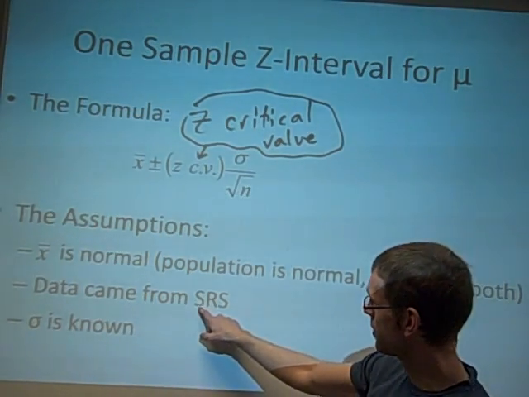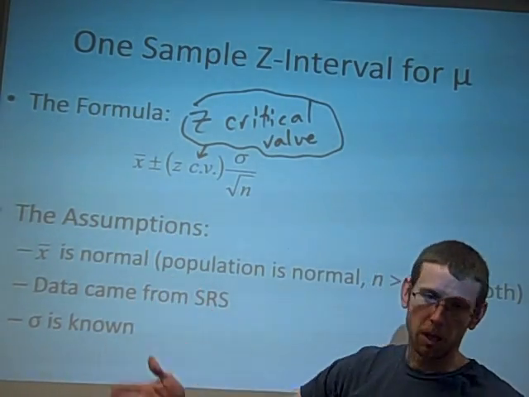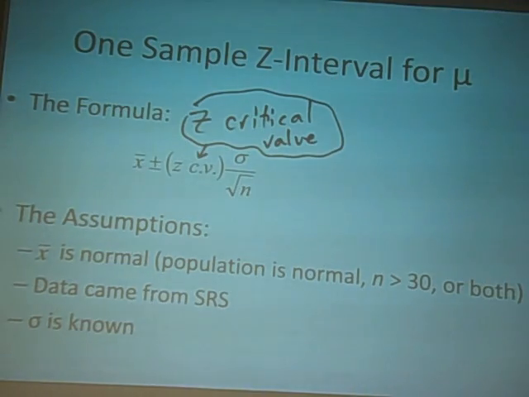You also have to have your data from a simple random sample, and you also have to know sigma. Sigma shows up in the formula, so it's logical to expect that you would have to know what it is. Okay, so let's do an example.